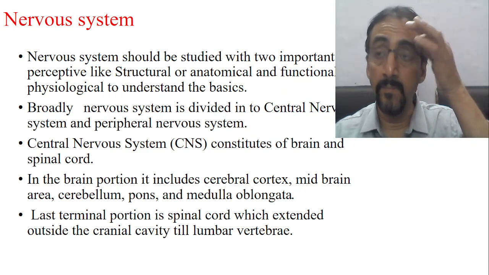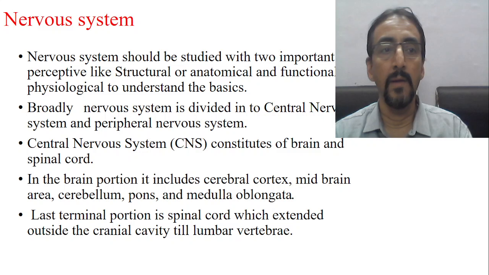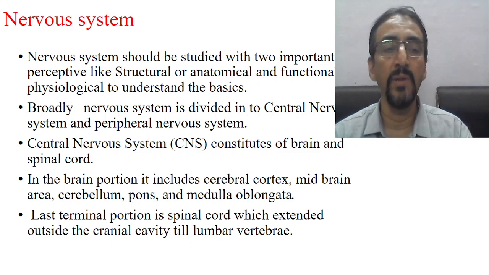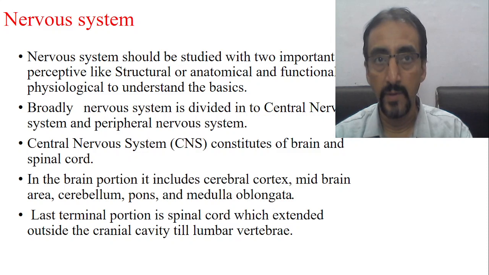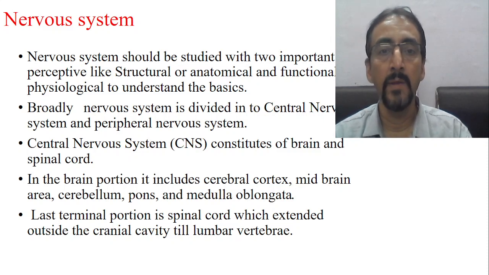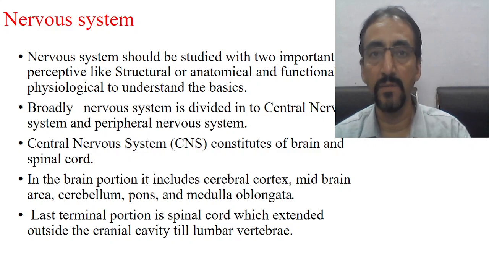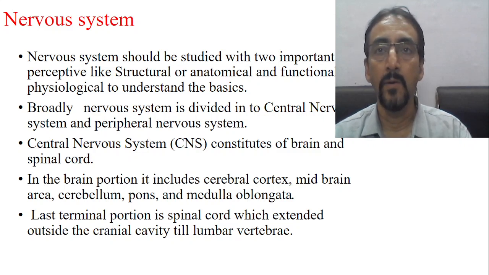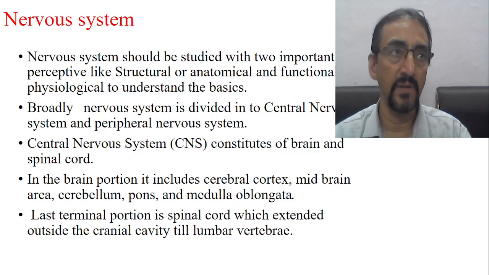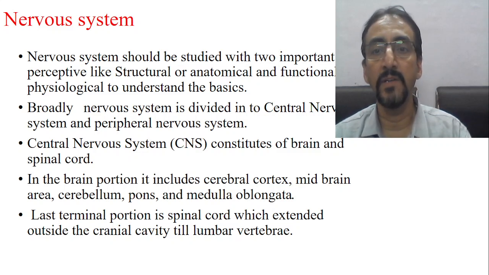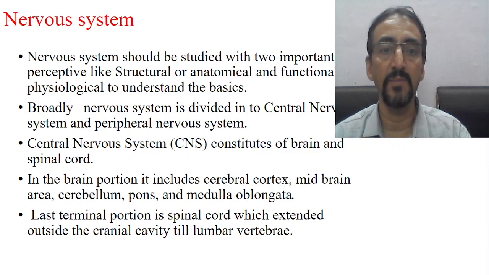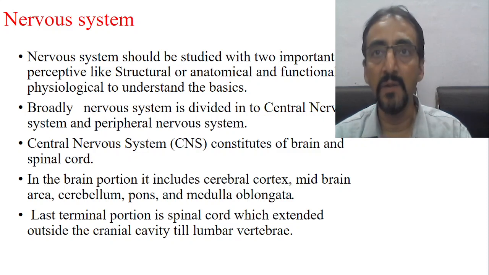Now, the nervous system should be studied from two important perspectives. Whenever you study the nervous system, it should basically be studied under two headings. One is the structural aspects of the nervous system, or we can also say the anatomical aspects, and another one is the functional aspects of the nervous system, or physiological aspects. These two are completely different. Structure of the nervous system and function of the nervous system, both are very complex matters.